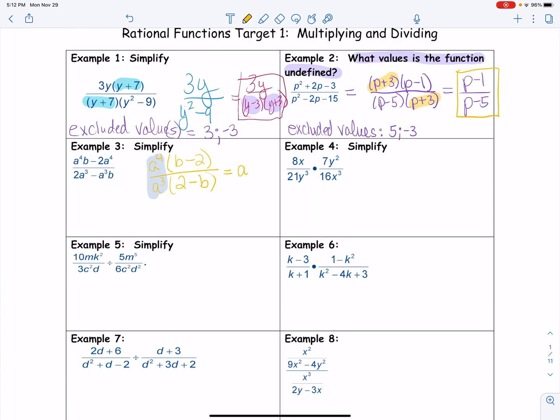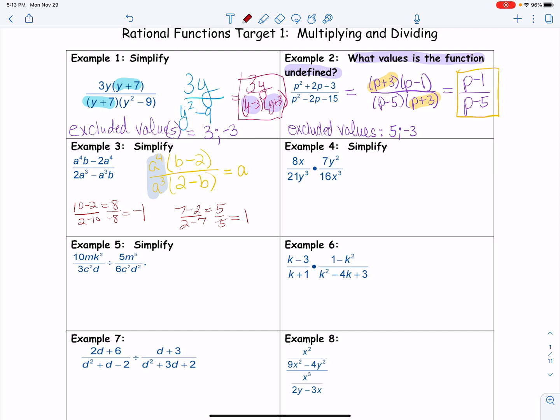Now this is where we need to discuss some stuff. b minus 2 over 2 minus b. Put a number in. I'm just going to put 10 in. 10 minus 2 is 8. 2 minus 10 is negative 8. So it divides to a negative 1. And if I put 7 in, 7 minus 2 is 5. 2 minus 7 is negative 5. That still is a negative 1.